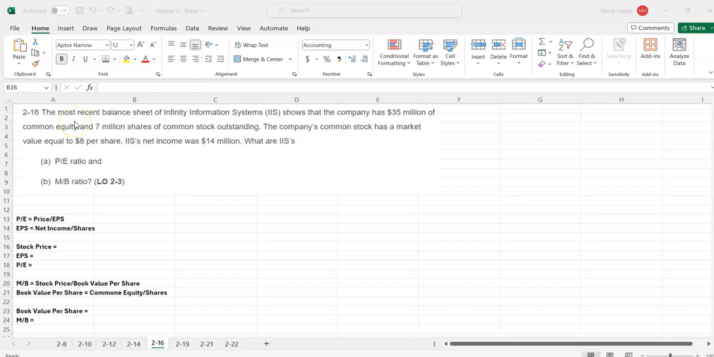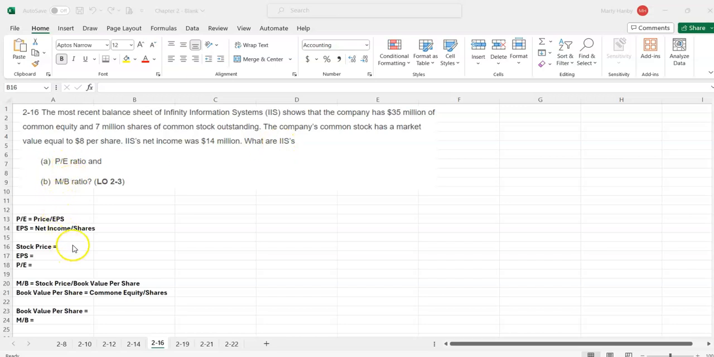The most recent balance sheet for Infinity Information Systems, IIS, shows that the company has $35 million of common equity. That's common equity is the book value. 7 million shares outstanding, the common stock outstanding. Company common stock has a market value equal to $8 per share. IIS's net income was $14 million. What are IIS's PE ratio and market to book ratio?